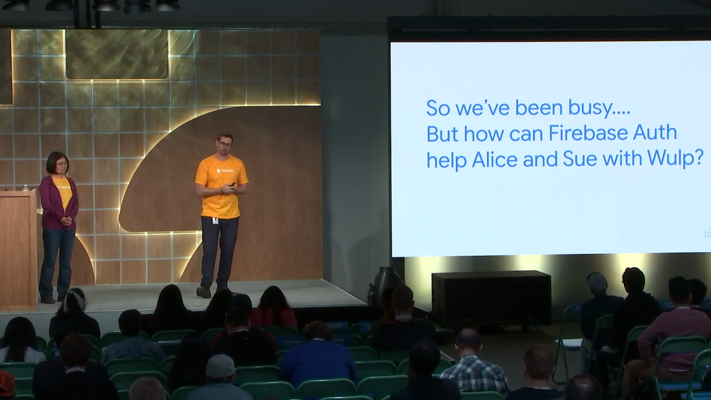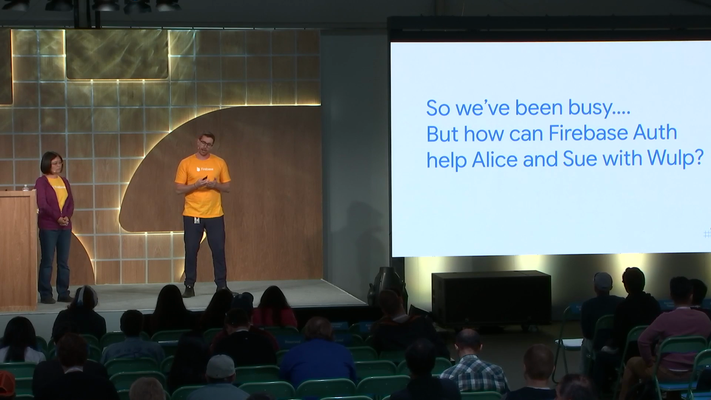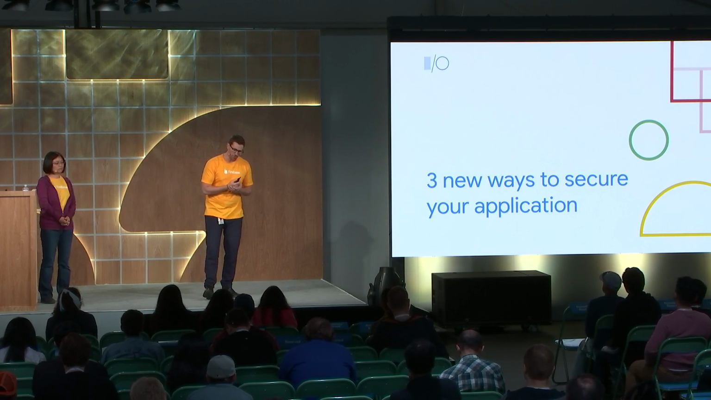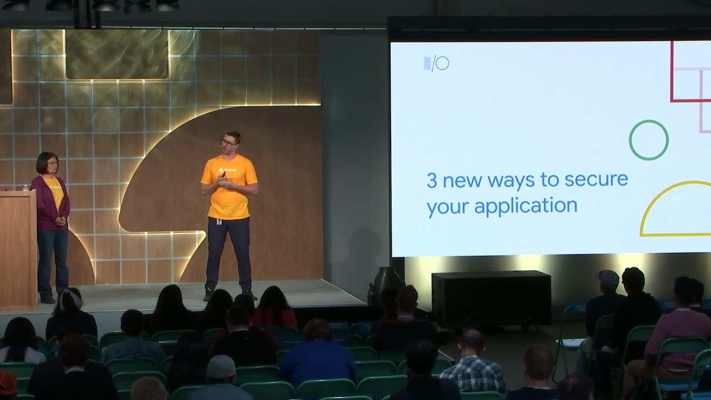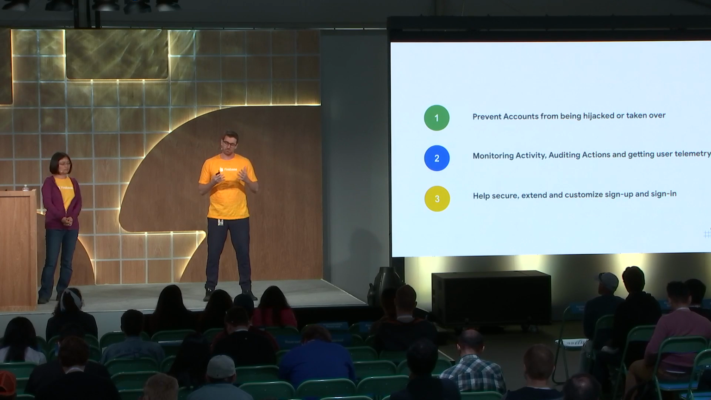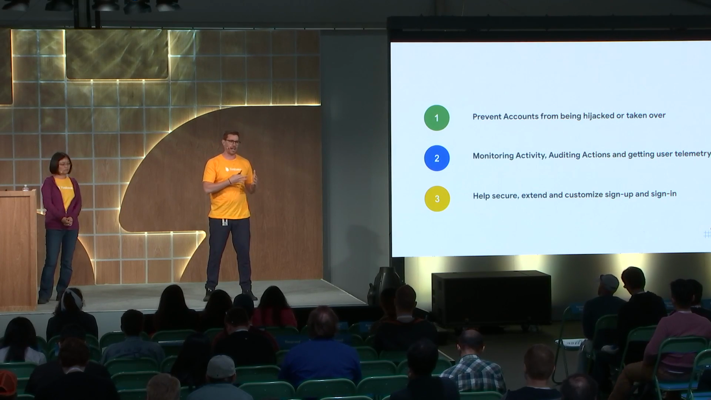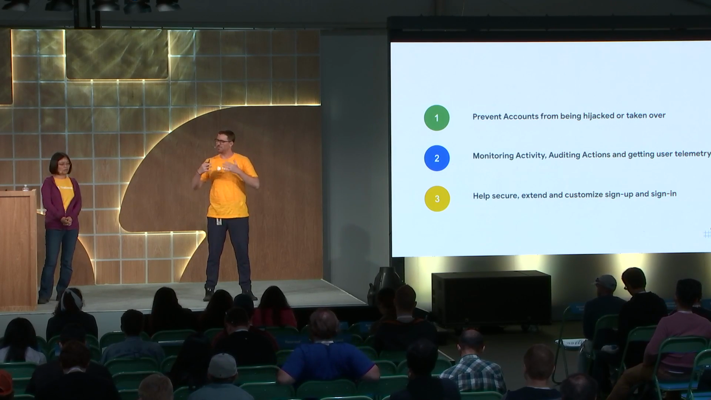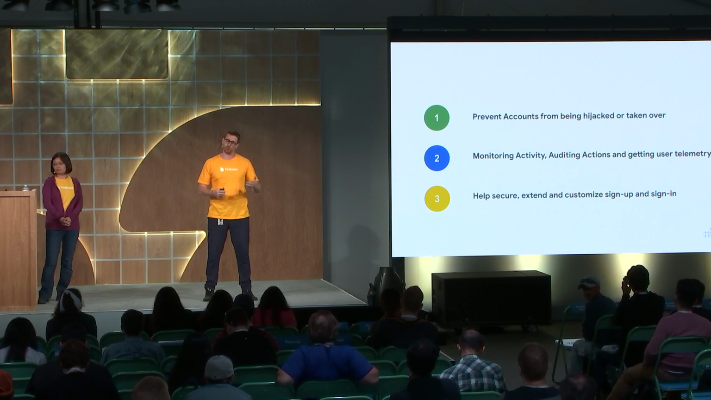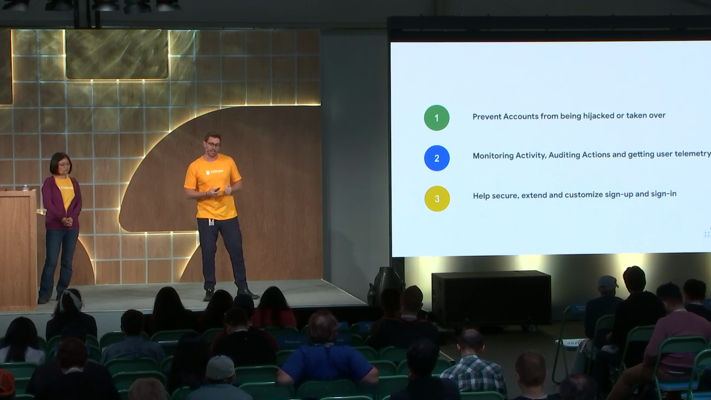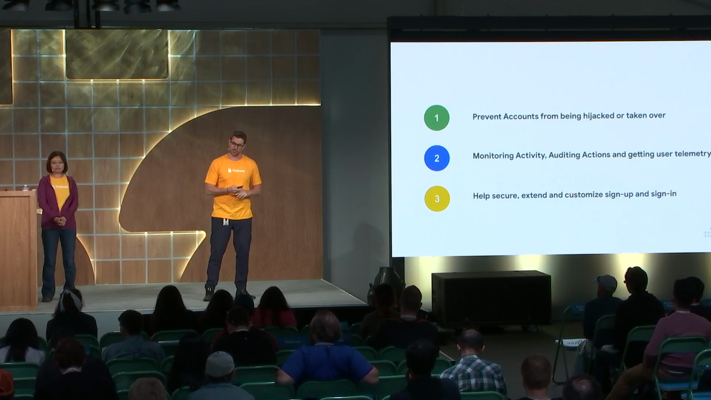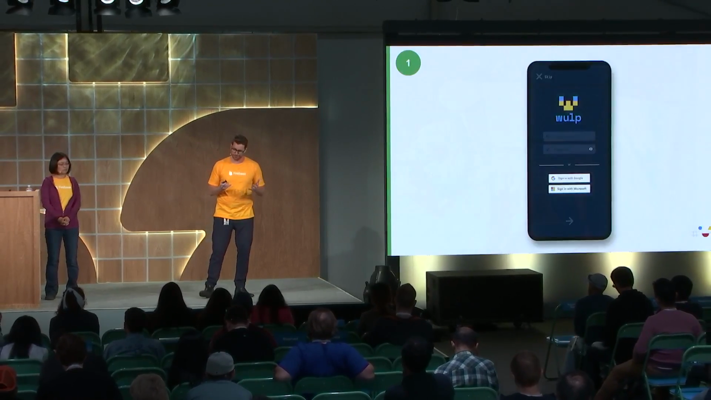So we've been really, really busy over the last 12 months or so. But let's see if we can help Alice and Sue build WALP. I want to talk to you now about 3 new ways to secure your application. I'm going to talk to you about preventing account hijacking. We're going to talk about monitoring activity, auditing activity, and then being able to use that telemetry to make informed decisions about how to build your application, how to improve it, or whatever the case may be. And finally, how can we secure and extend, as well as customize, the sign-in and sign-up experiences? So let's get to it.